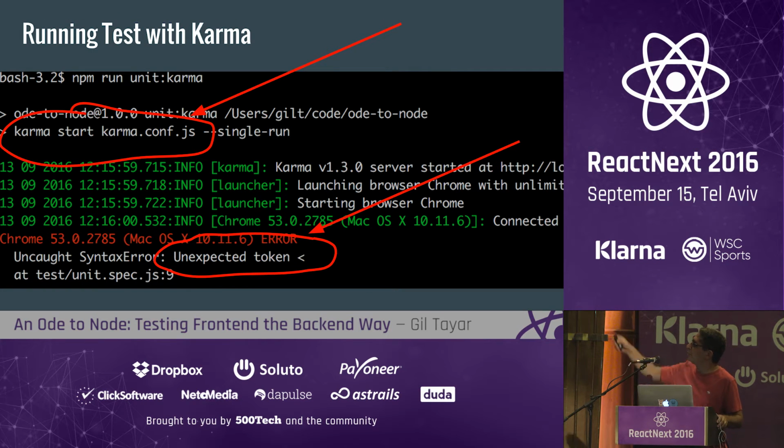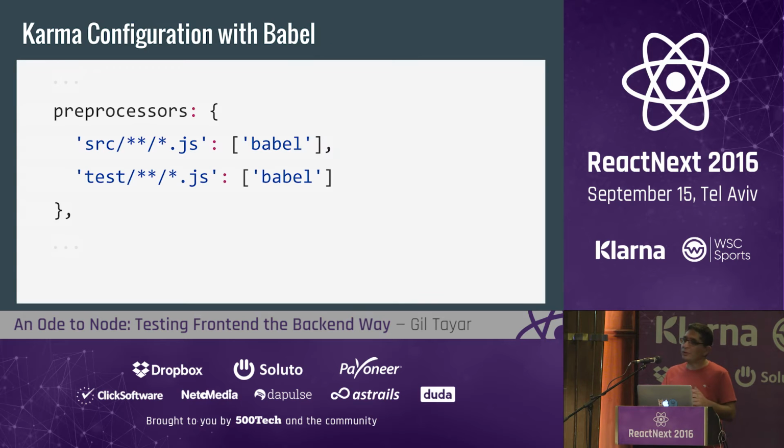I run Karma, start karma.conf, and look what I get. I get an error. Unexpected token less than. Anybody know why? Thank you. Well, we are in a React Conf. Yes, JSX. The browser does not understand JSX, obviously. So what do? We transpile. I add to the Karma configuration preprocessors which say Babel. Fine, let's continue and run it again.